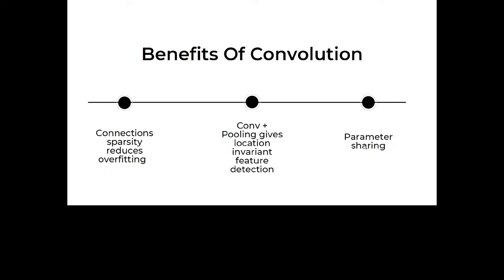And finally, I've got parameter sharing. Once we learn the features, the parameters are updated, and these parameters are then passed on to other nodes also in order to detect that object in different ways, as I said earlier.